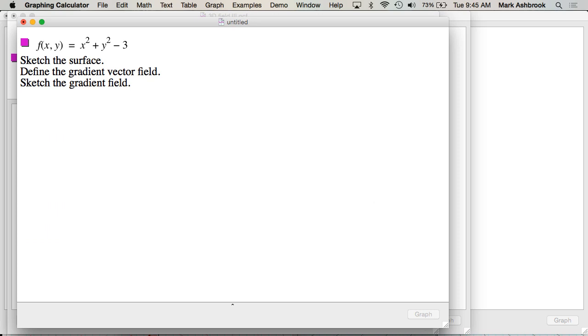So the surface, is that sketched in R2 or R3? I heard both. Does that surface get sketched in R2 or R3? R3, right? So this is z equals x squared plus y squared minus 3, right? So it's going to be R3. The gradient field, is that in R2 or R3? That's a 2-vector, right? That's going to be the partial with respect to x and the partial with respect to y as functions of x and y. That's R2.